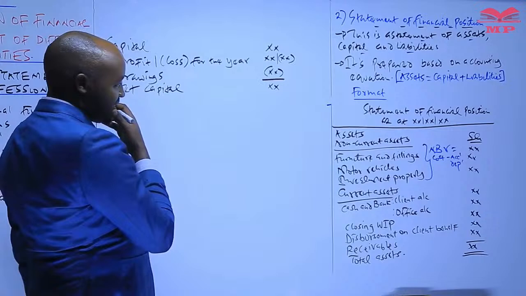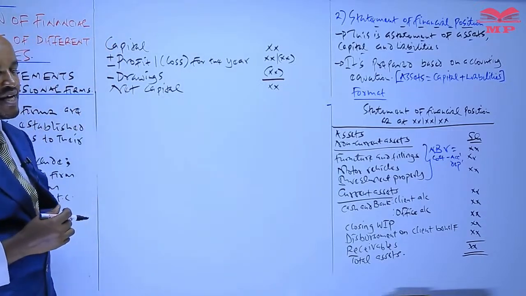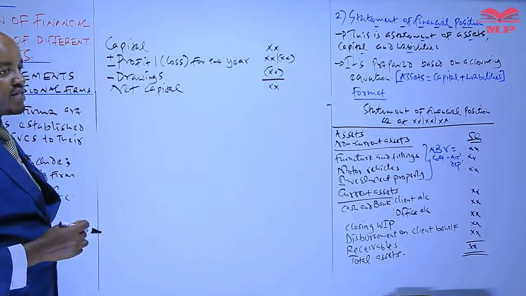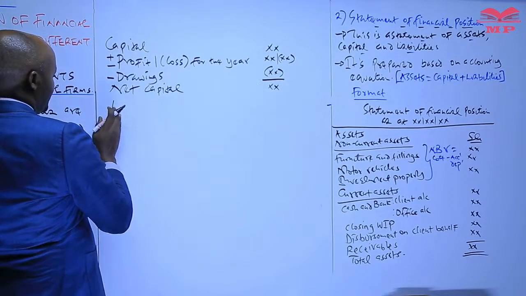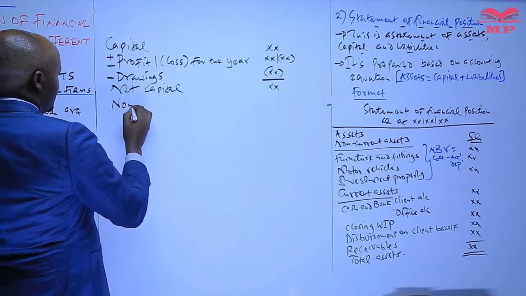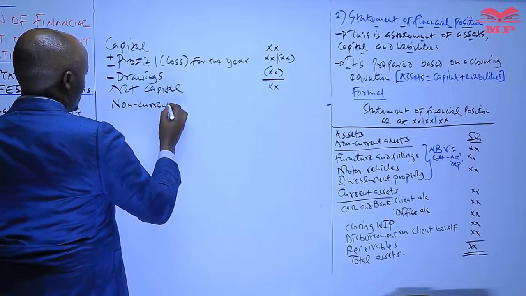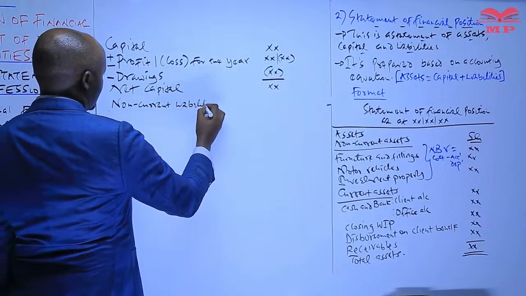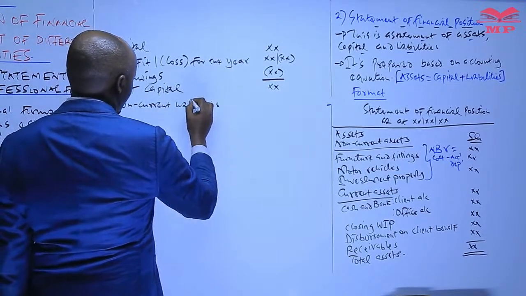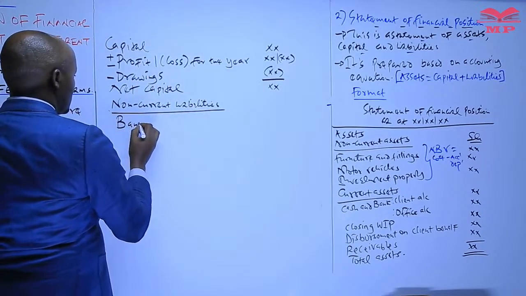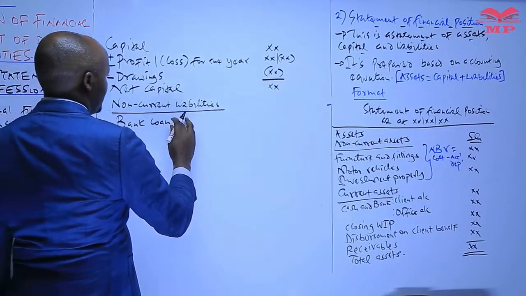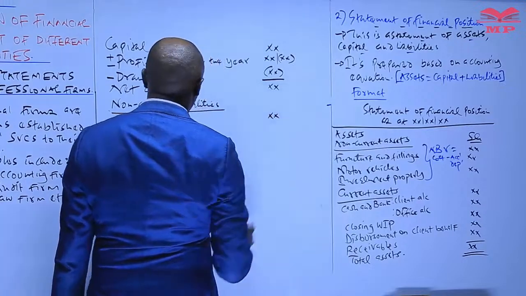Net capital basically is the capital at the end of what? At the end of the year. So then from there we proceed, we record liabilities. But for liabilities here, we start by recording non-current liabilities. This may include things like bank loan, those particular liabilities which are payable for a period exceeding 1 year.